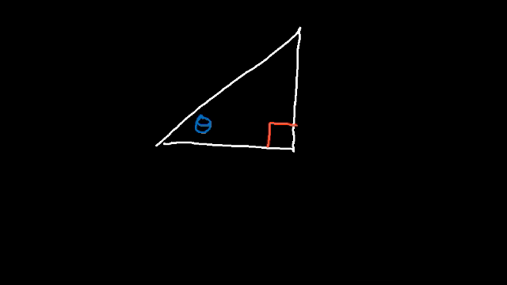Now, which side is opposite to theta? Opposite to theta is this side on the right. So that's the opposite side. The adjacent side is the one that's right next to it. And across the box is the hypotenuse, always.